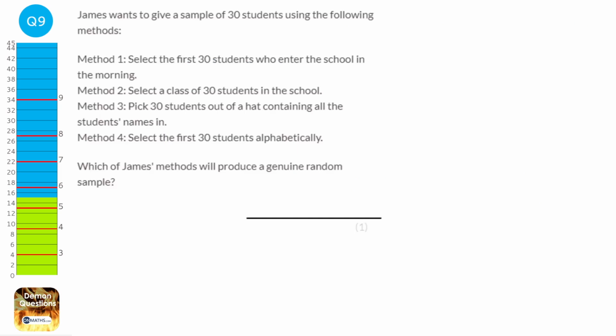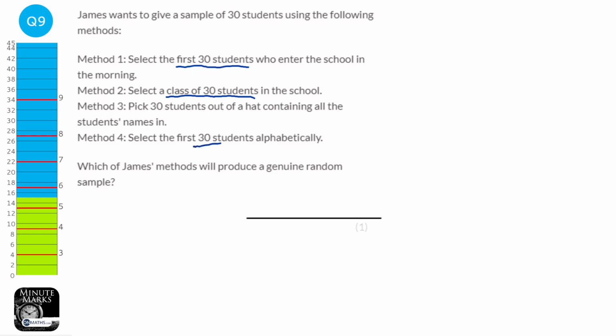So if you look at method 1, picking the first 30 students who enter the school is going to have a bias, because there might be a difference in the type of person who arrives early to school to the type of person who might arrive later. If we select a class in the school, then they're generally all going to be the same age.